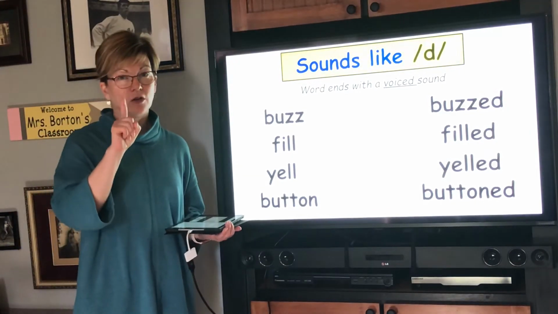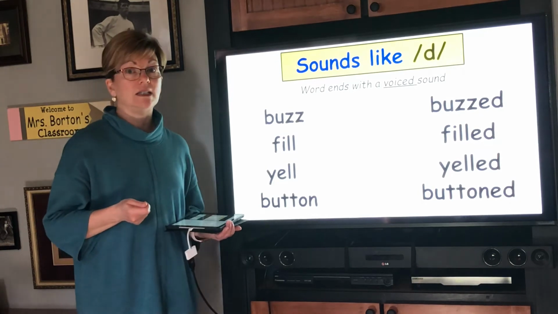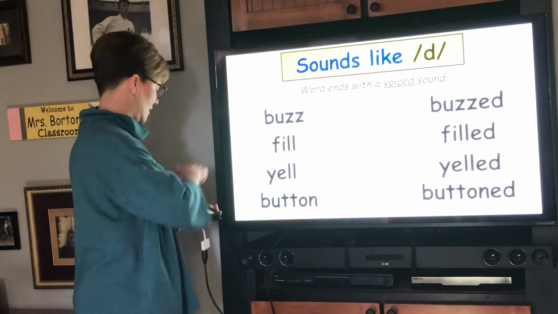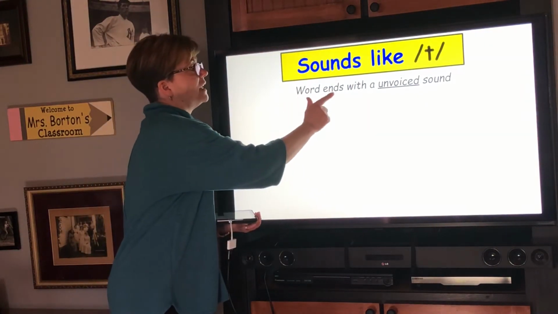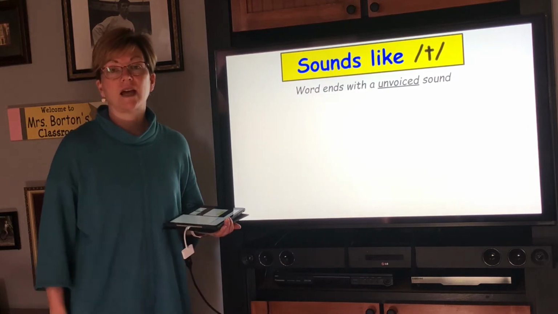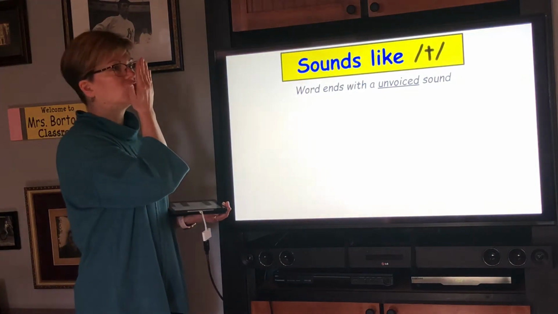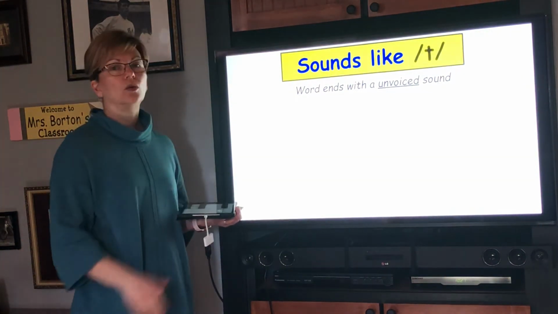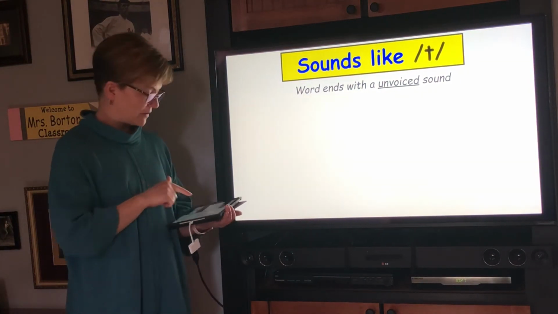We've got one more. Do you remember what it was? When you see ED at the end of the root word, it says D, D, or T, T. Let's take a look at our T sounds. Now these are words that end with an unvoiced sound. And unvoiced means the letter sound at the end of this word is just breath, like sh, or p. Let's take a look at some of our verbs.